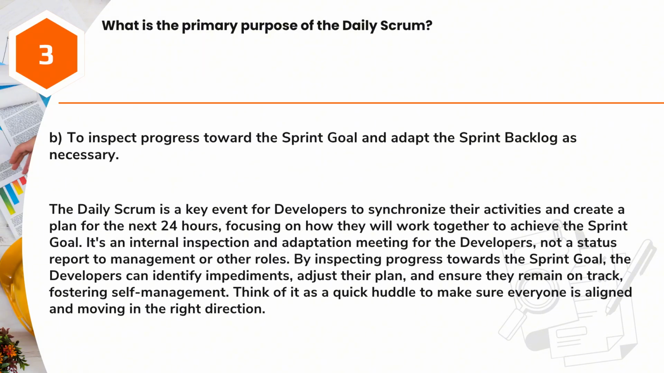Answer: B. To inspect progress toward the sprint goal and adapt the sprint backlog as necessary. The Daily Scrum is a key event for developers to synchronize their activities and create a plan for the next 24 hours, focusing on how they will work together to achieve the sprint goal. It's an internal inspection and adaptation meeting for the developers, not a status report to management or other roles.